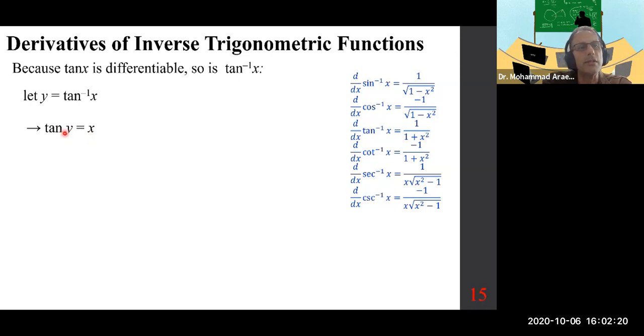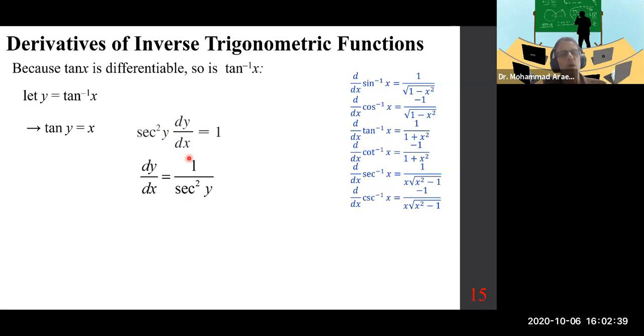Now let's differentiate. What is the derivative of tan y? It is secant squared y by the chain rule times y prime, and x gives you 1. So secant squared y times y prime, or dy/dx, equals 1. Therefore dy/dx is simply 1 over secant squared y. Now we have to find the relationship between tangent and secant, okay?